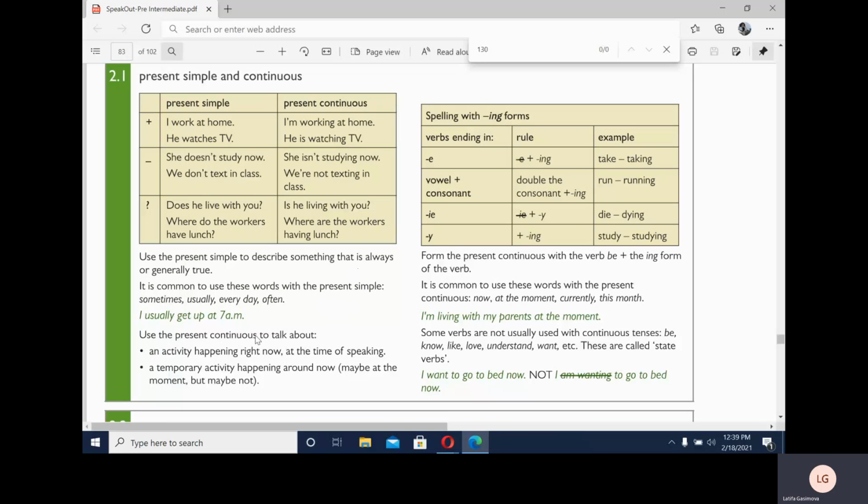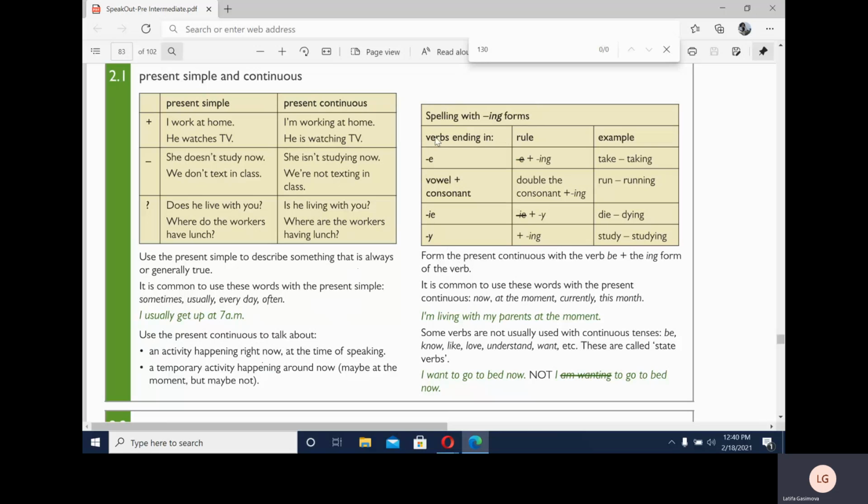So we use the present continuous to talk about an activity happening right now at the time of speaking, like I'm talking to you, right, guys? And a temporary activity happening around now. Maybe not exactly now, but around now. Well, and then we have some spelling rules.